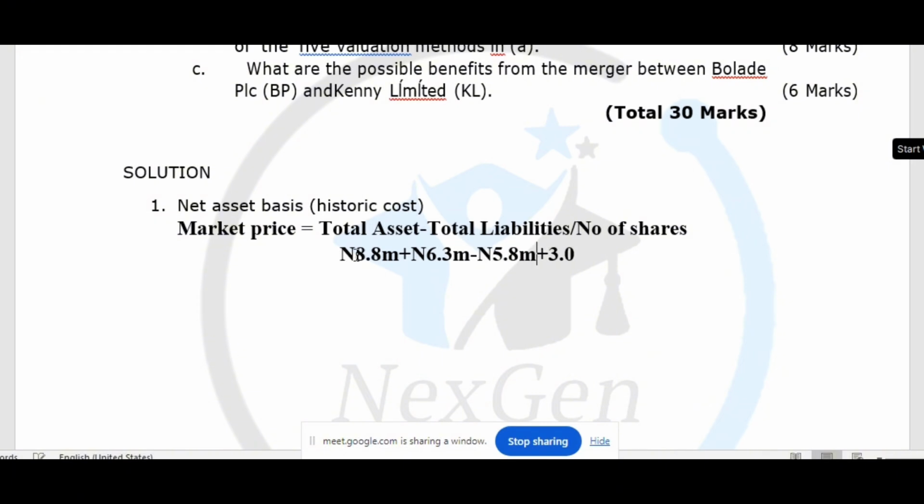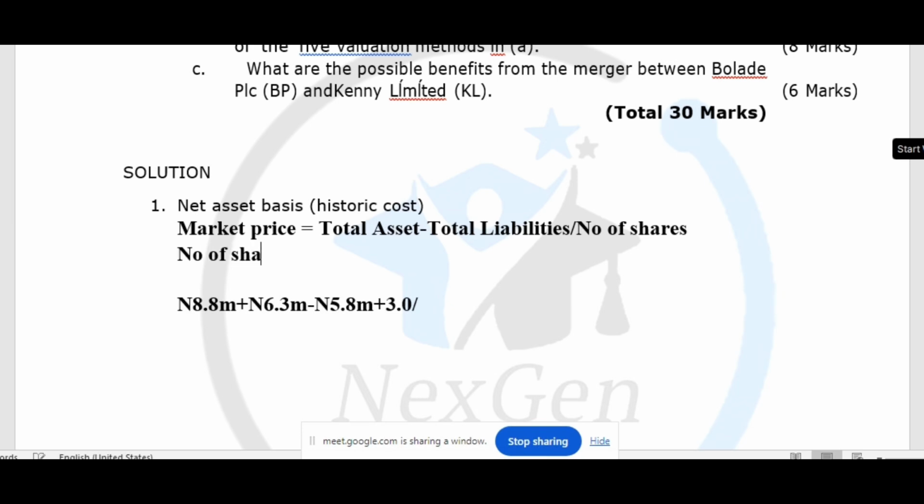Now we move to divide by the number of shares, right? Now the question is, how do you determine the number of shares? Don't forget that the number of shares is equal to the ordinary share capital divided by the nominal price, NP.